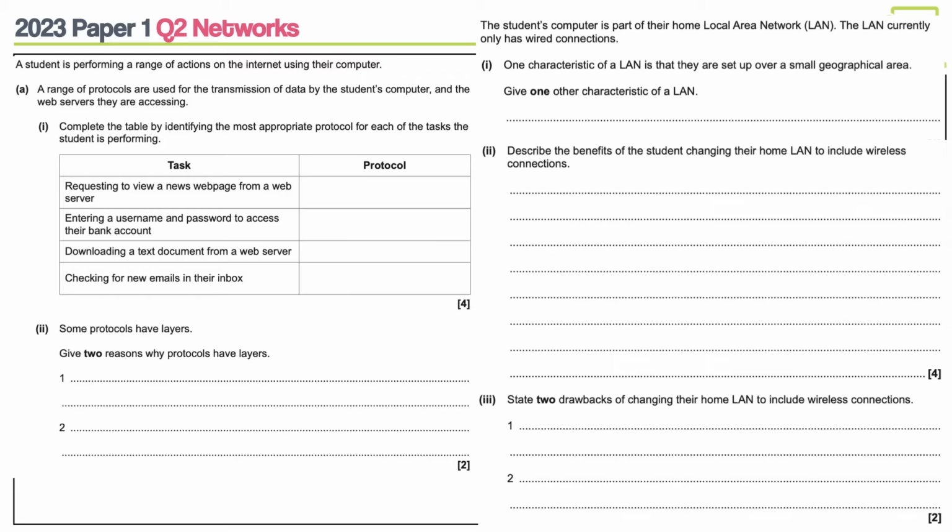And the web servers they're accessing. So they're locally, they're on their network. They're having to go through the internet to access these web servers. Complete the table by identifying the most appropriate protocol for each of the tasks the student is performing.